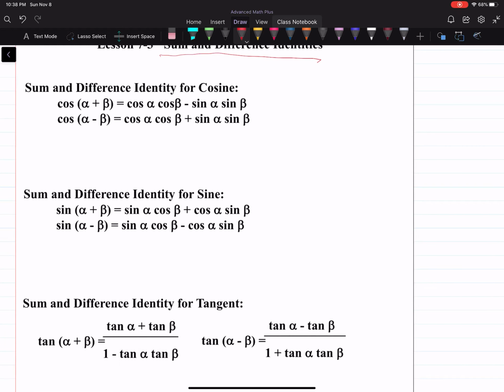You have the sum and difference identity for cosine. Again, these are called sum and difference because you're adding and subtracting. You have the sum and difference identity for sine, and then the sum and difference identity for tangent. So, without any further ado, let's get started.